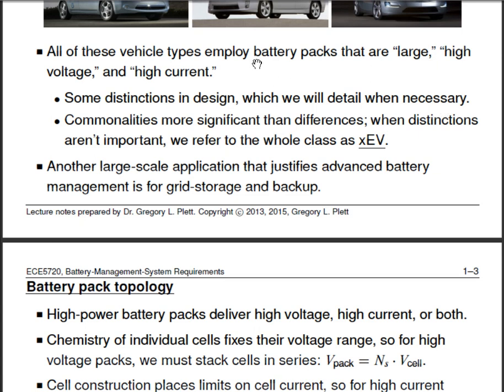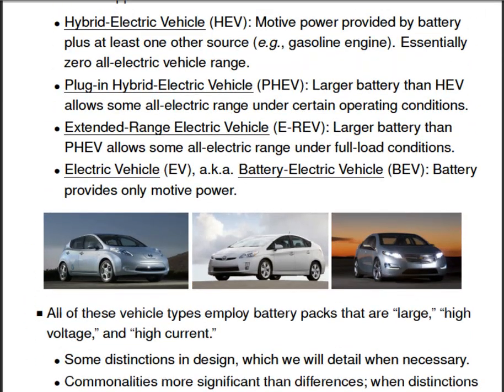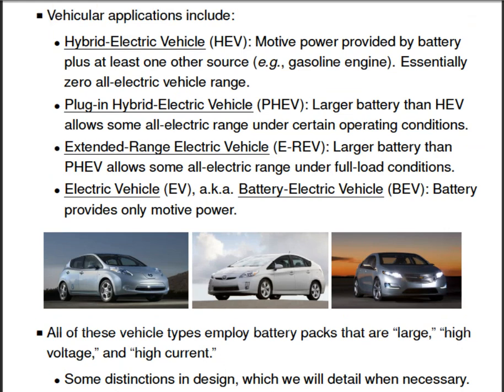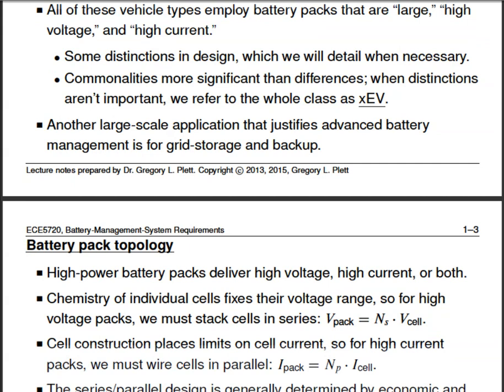Commonalities are more significant than differences. When distinctions are not important, we refer to the whole class as XEV. XEV means all these things coming together, that is HEV, PHEV, EREV and EV, together they are called XEV. That means the main component is the battery, and BMS is controlling the battery for its best performance.